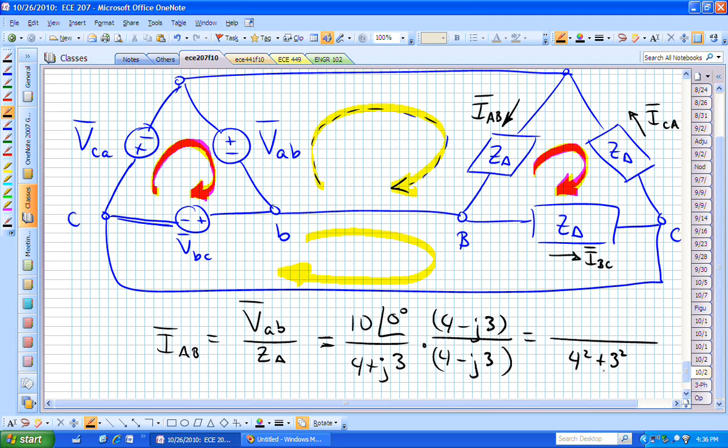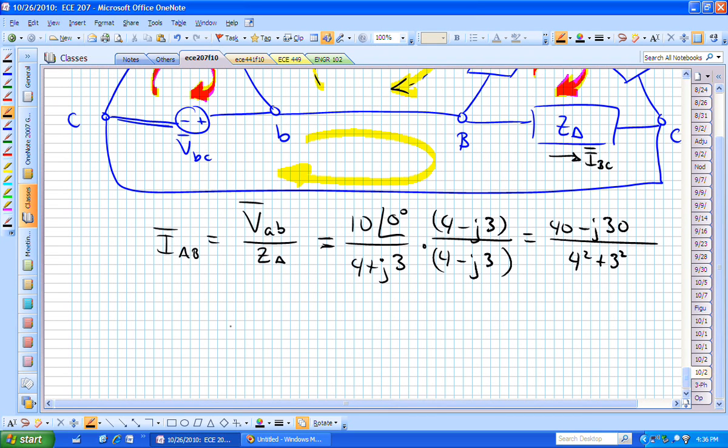But that's what you get, right? Real part squared plus imaginary part squared, which is 25. And upstairs you have 40 minus j30. Or you now have 40 minus j30 over 25. And what do we have? 8 over 5 minus j 6 over 5. Did I do that right?